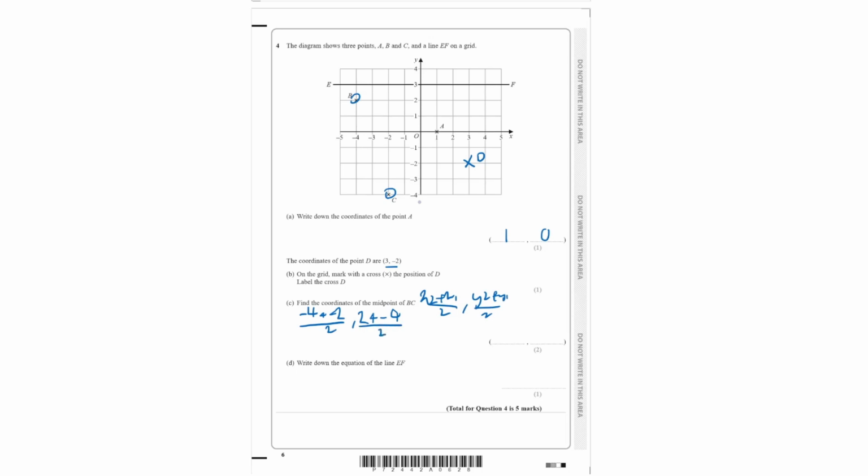Negative 4 plus negative 2 is negative 6. Divided by 2 is negative 3. 2 plus negative 4 is negative 2. Divided by 2 is negative 1.